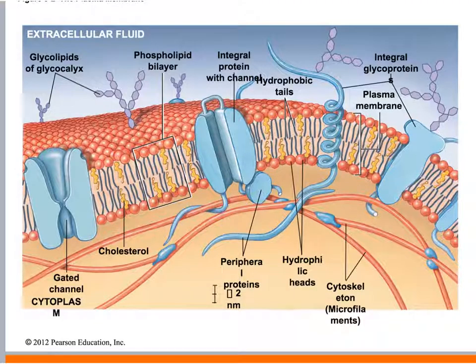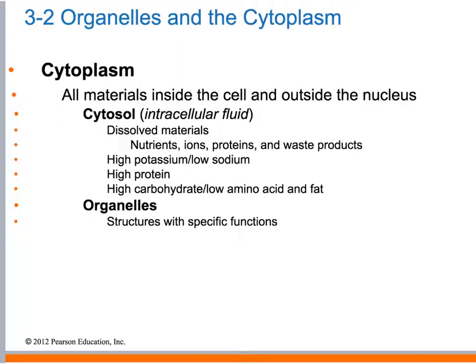This is an illustration of the plasma membrane. You can see it has a phospholipid bilayer. You can see the extracellular fluid or interstitial fluid outside the cell membrane, and you can see the cytoplasm inside the cell membrane. It's a fluid mosaic model, and you're able to see all the membrane proteins. Inside the cell, we have cytoplasm. That's all the materials inside the cell and outside the nucleus. Cytosol is the intracellular fluid.